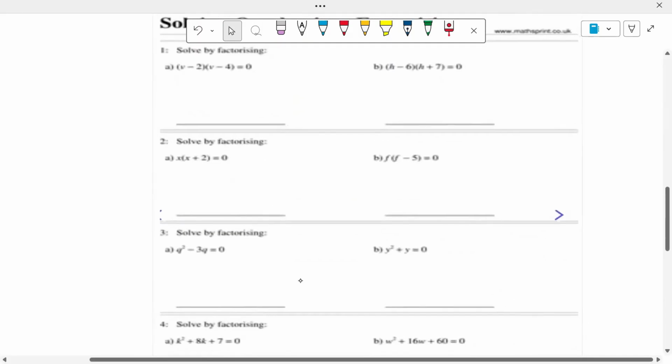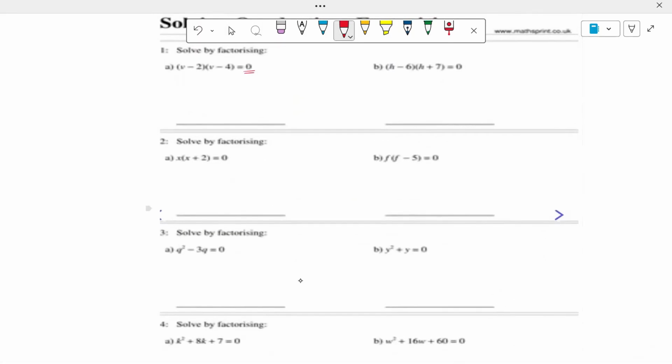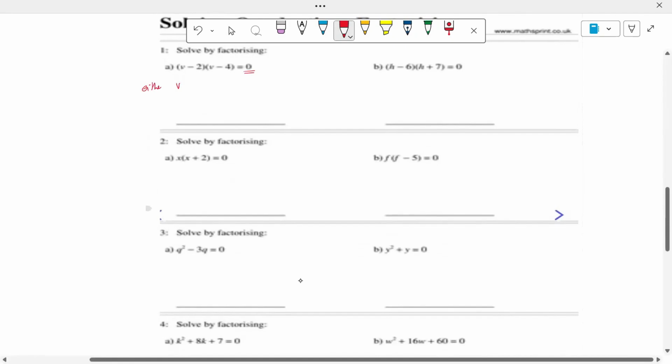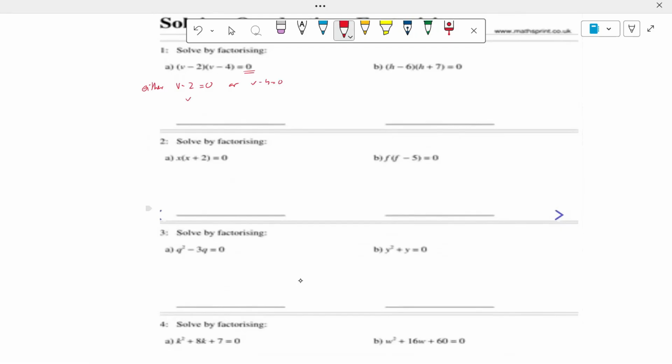Okay. These are some practice questions. When it is equal to 0 and it's already in bracket form, meaning already factorized, we will simply do either v minus 2 equal to 0 or v minus 4 equal to 0. So v equal to 2, v equal to 4. Here are our answers. Let's check out one more. Like here, if we take q common, q minus 3 equal to 0. So we can say either q equal to 0 or q minus 3 equal to 0, meaning q equal to 3. That's how we get two answers.